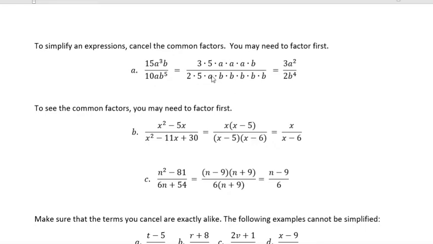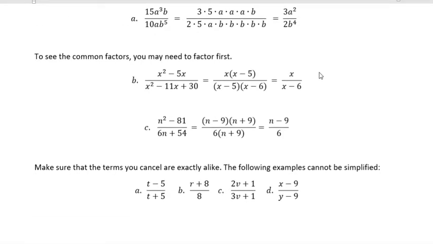And then I had 1a on the bottom, but I have a to the third on the top. So one of those would cancel, and I would still have a to the second power in the numerator. And for the last one, I had 5 b's down here and only 1 on the top. So when one of those cancels, that still leaves 4, or b to the fourth power, left. So I'm just canceling out the common factors until I can't find any more. But to see the common factors, you may need to factor first. And in these two examples, B and C examples, we need to factor.